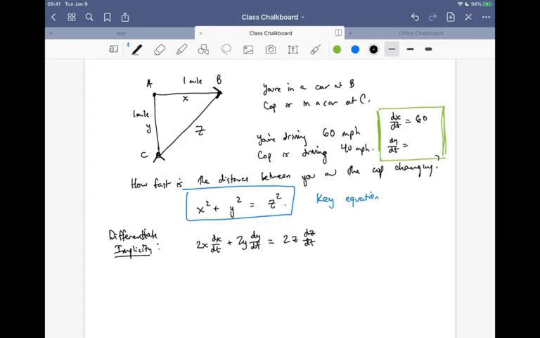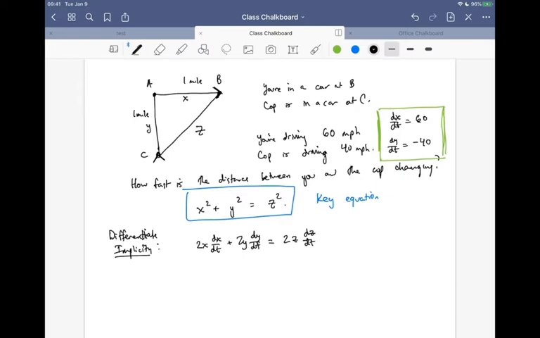Okay, so we have a little bit of a disagreement. 40 or negative 40? Okay, which one makes sense here? Why should it be negative 40 and not 40? So think about that for a second. So it needs to be negative 40 because the distance that the cop is away from the intersection is decreasing over time. Okay, so that means that the derivative should be a negative number.